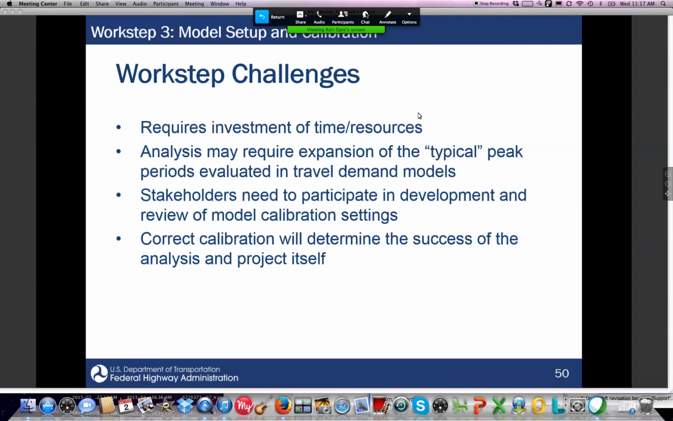The stakeholders have to be involved in the review of the models to make sure that they know what is going into it so that they can better see what's coming out of it and be comfortable with it. And then again, just making sure that the calibration is good is critical to moving forward with using the model.